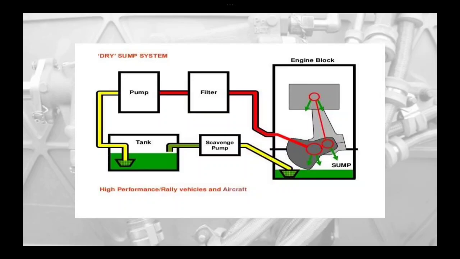So your pump will get the lubricant from your tank, then filter it, then move it to your system. Then the excess lubricants will go onto your sump. Then your scavenge pump will pump it out, then move it back to your tank. And then the system repeats itself. So that's how a dry sump system works. That's a very organized one. Okay, so that's the dry sump lubrication system.